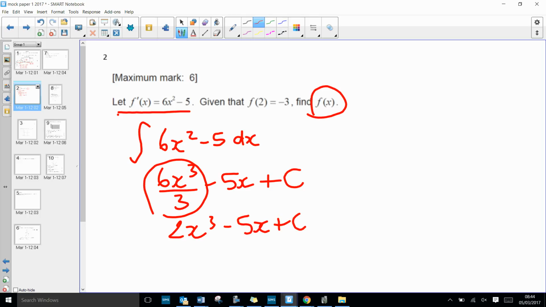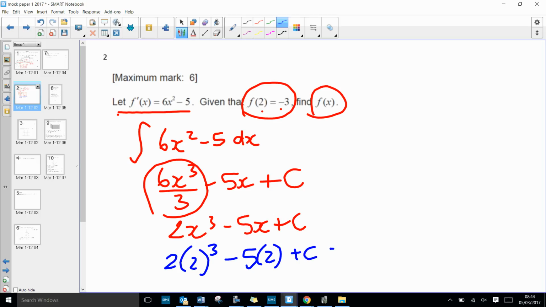Now the additional piece of information has been given to us here. They've said that when the value of 2 is substituted into the function, we get an answer of negative 3. So we now substitute in 2 in place of x, and that's equal to negative 3. So the 2 has come from here, and the negative 3 is there.